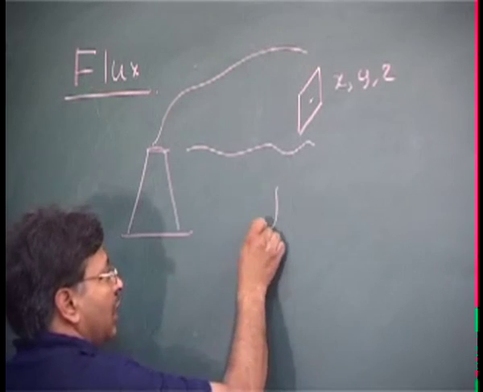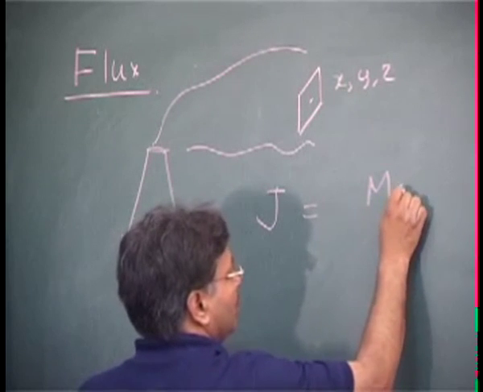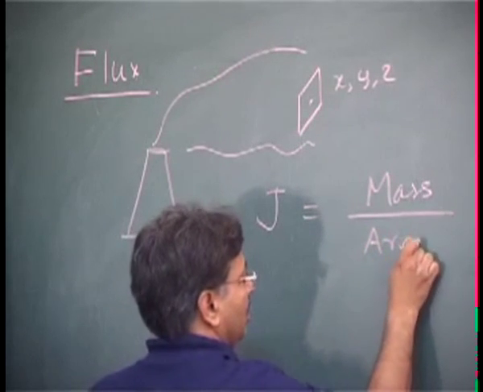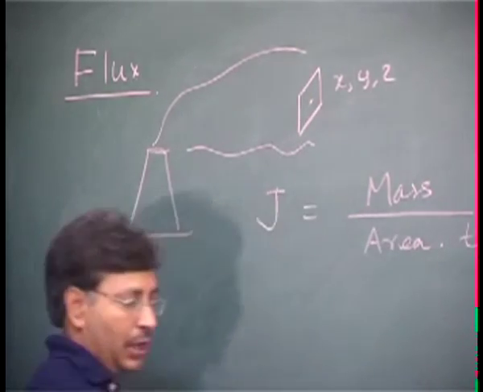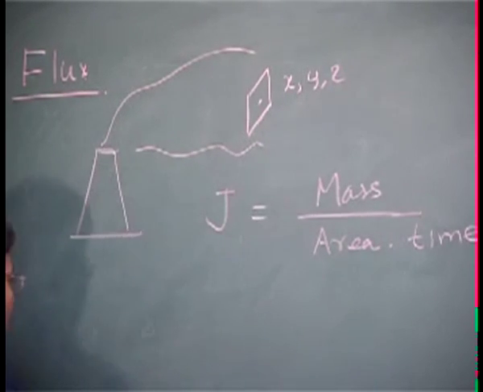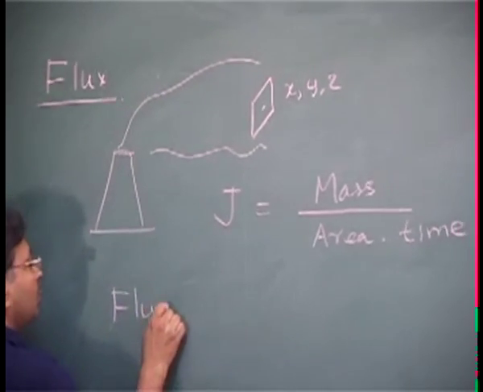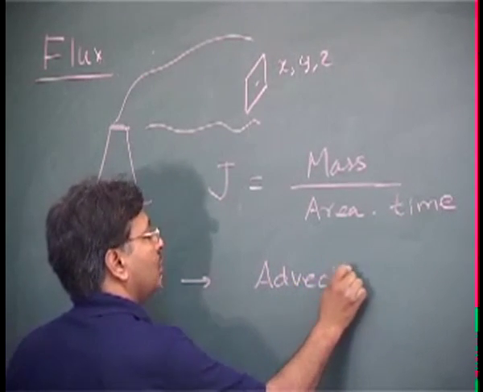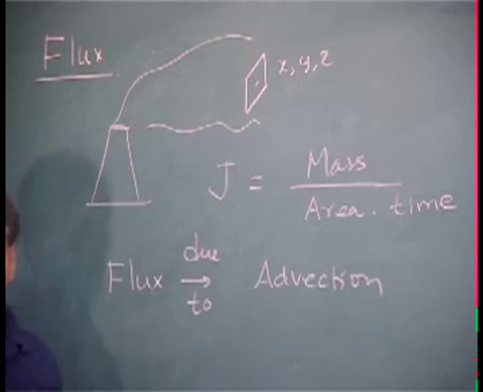So J, if I have to define the flux, is nothing but the mass of the pollutant per unit area per unit time. Now the other thing we want to define is flux due to advection.